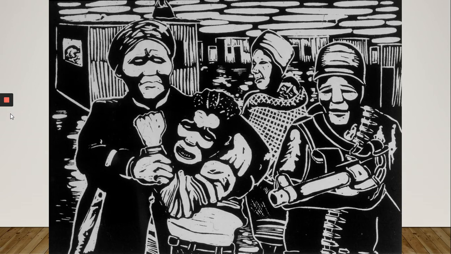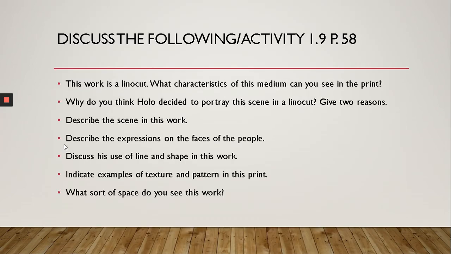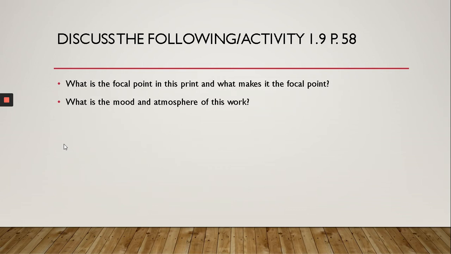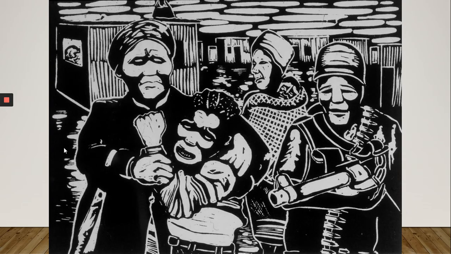This work is a lino cut. What characteristics of this medium can you see in this print? Okay, so before I go through the answers, here we've got the first questions. You can pause, answer them. And here we've got the last 2. And then you can also pause and answer them. Okay, so this work is a lino cut. What characteristics of this medium can you see in this print?